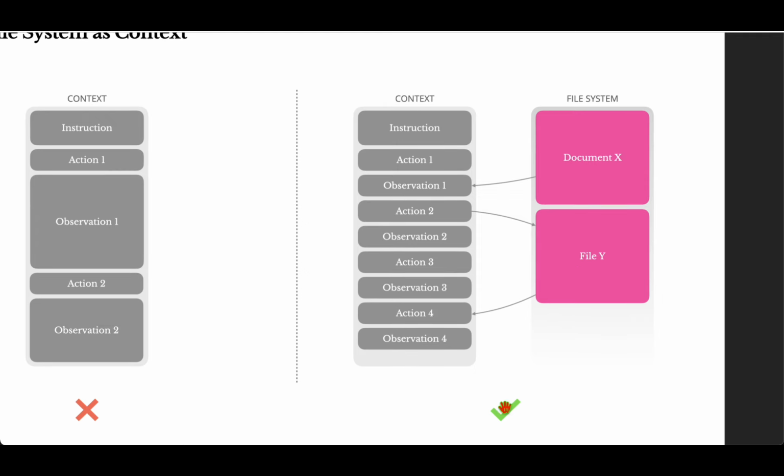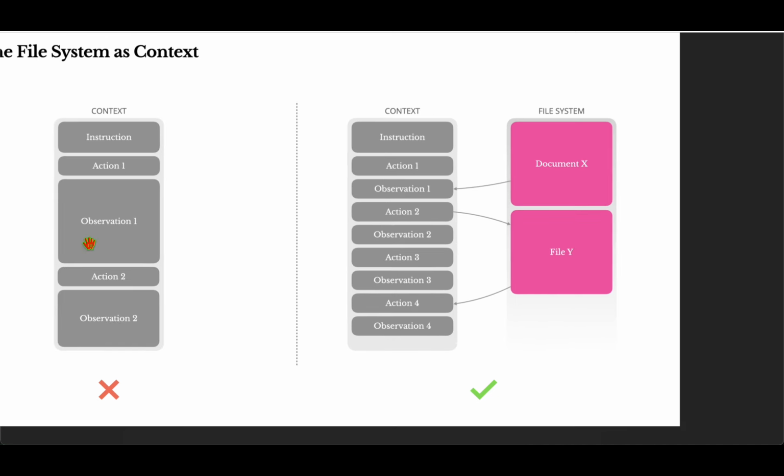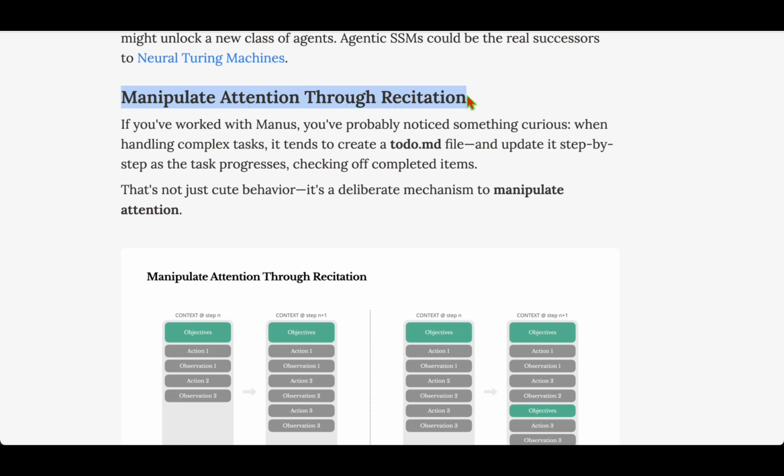So as per their experience designing Manus, they're saying that this is a better system compared to a system without the file system. So the next point is that of manipulating attention through recitation. Recitation in large language models is a phenomenon where the model repeats or reproduces text from its training data or the prompt verbatim, rather than generating an original or contextually adapted response. So in order to do recitation, they are introducing a file in the middle where things get stored.